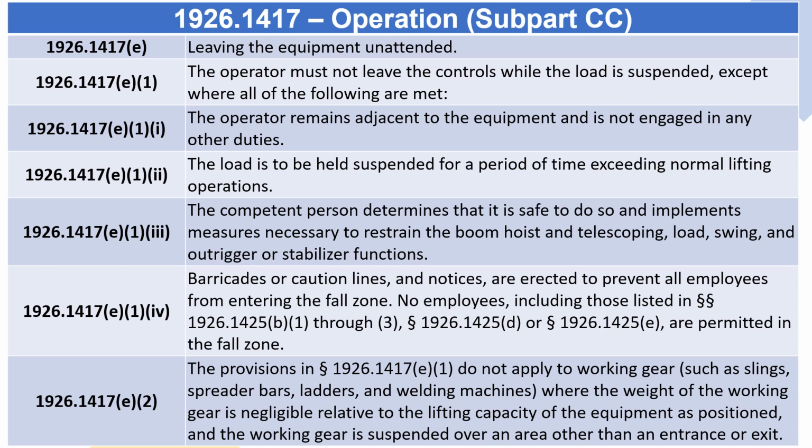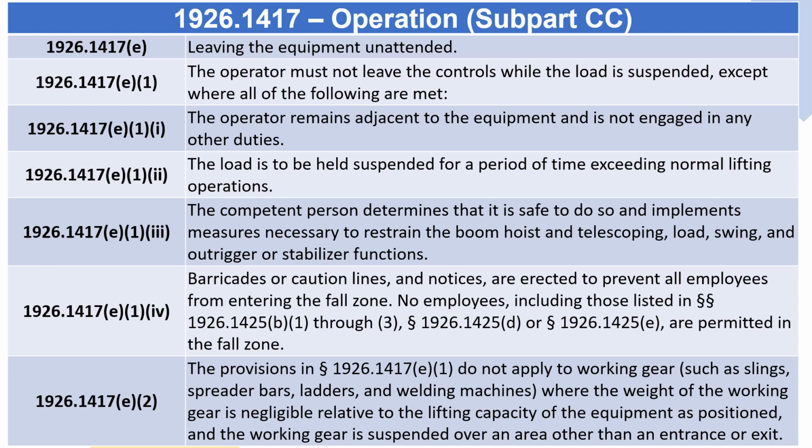Barricades or caution lines and notices are erected to prevent all employees from entering the fall zone. No employees, including those listed in sections 1926.1425(b)(1) through (3), section 1926.1425(d), or section 1926.1425(e), are permitted in the fall zone.